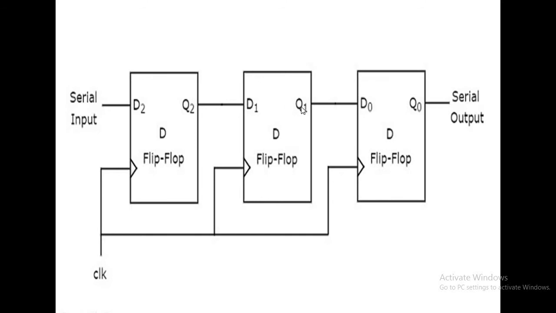The output of the second flip-flop is Q1, which is given to the input of the third flip-flop, that is D0. That means, in general, the output of one flip-flop is given to the input of the next flip-flop, and to synchronize the output of all the flip-flops, I am applying one common clock pulse to all the flip-flops. Why is this required? To synchronize the output of the registers.